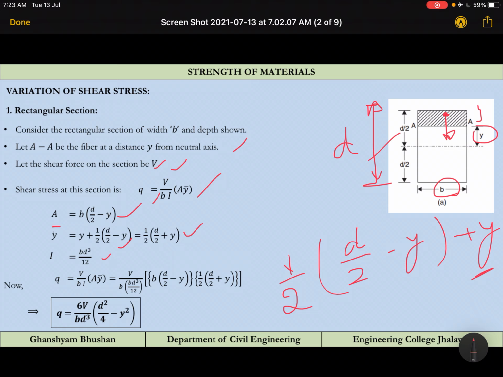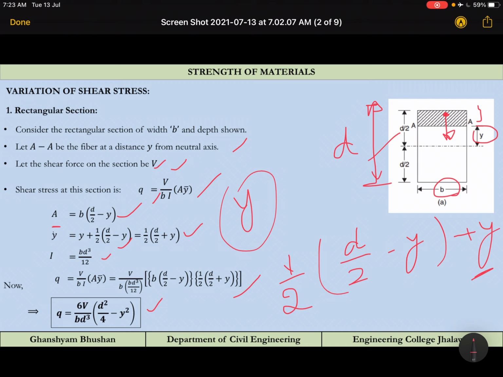I is nothing but BD cubed by 12. After putting all the values here, you will get the value 6V by BD cubed multiplied by (D squared by 4 minus Y squared). As you change the value of Y, you will get various values of the shear stress. If we put Y as 0, that is at the neutral axis, you will get 3 by 2 times V by BD.